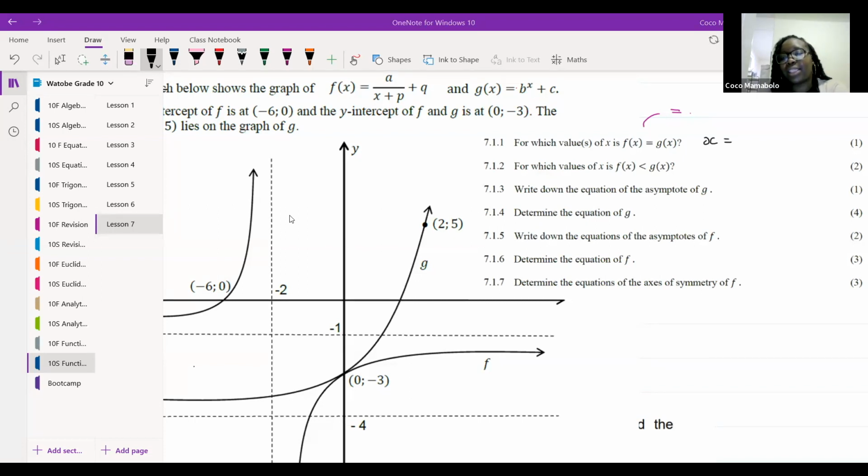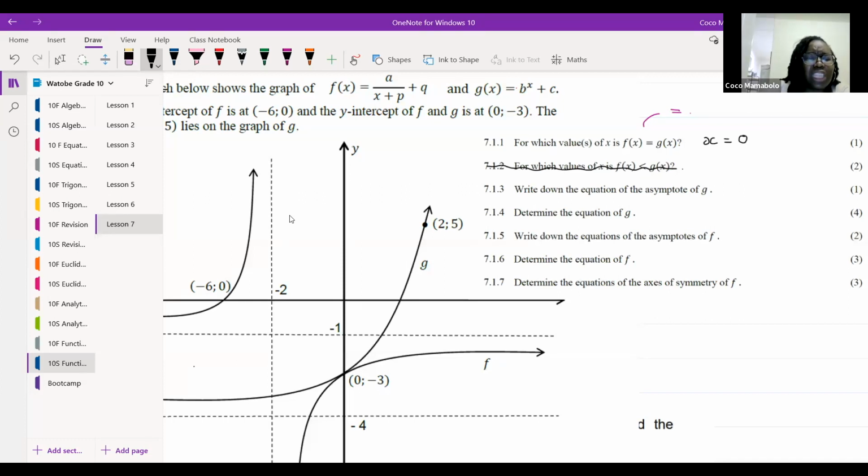So at the point x is equal to 0, that's where my two graphs are equal. Okay, we're not going to answer question 7.1.2 just yet. I want us to get to the other questions before we continue. All right, we'll come back to that one. Now it says, write down the equation of the asymptote of g.